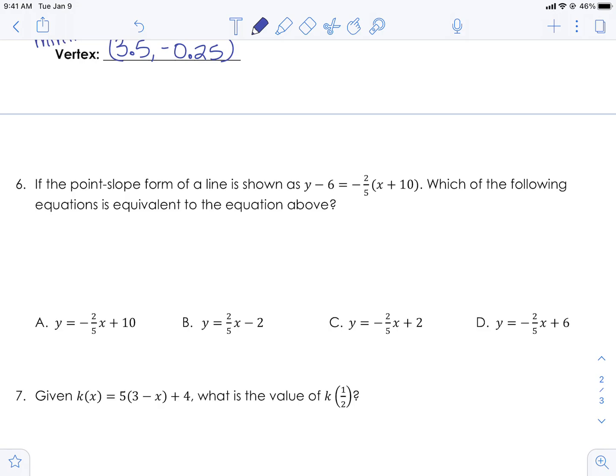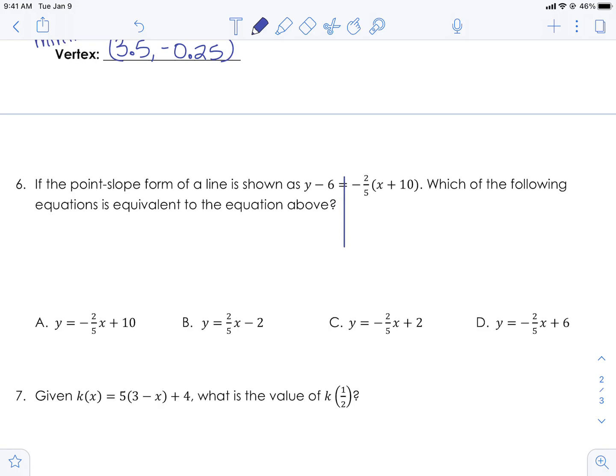Okay, looking at the next one. If the point slope form of a line is shown as y minus 6 equals negative 2/5 times x plus 10, which of the following equations is equivalent? On this one, there's not really any tips or tricks. You just have to be able to solve for y. Okay, so let's look at that.